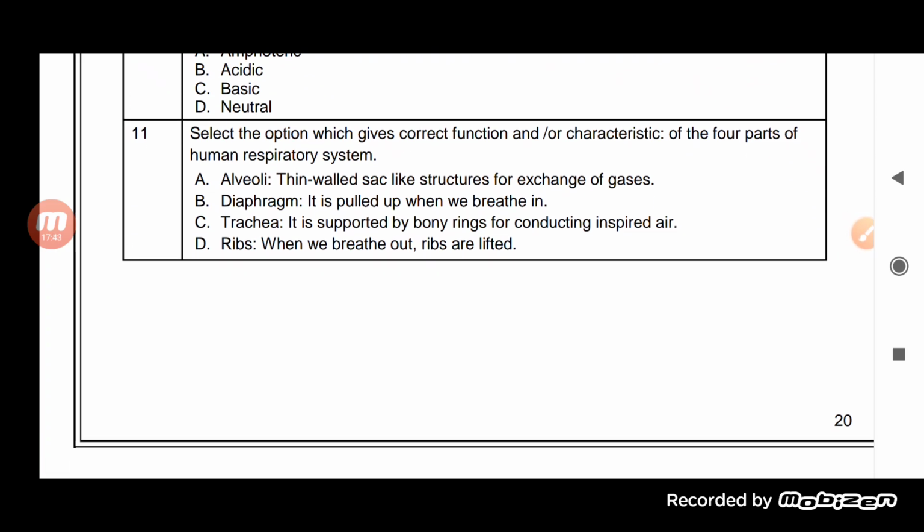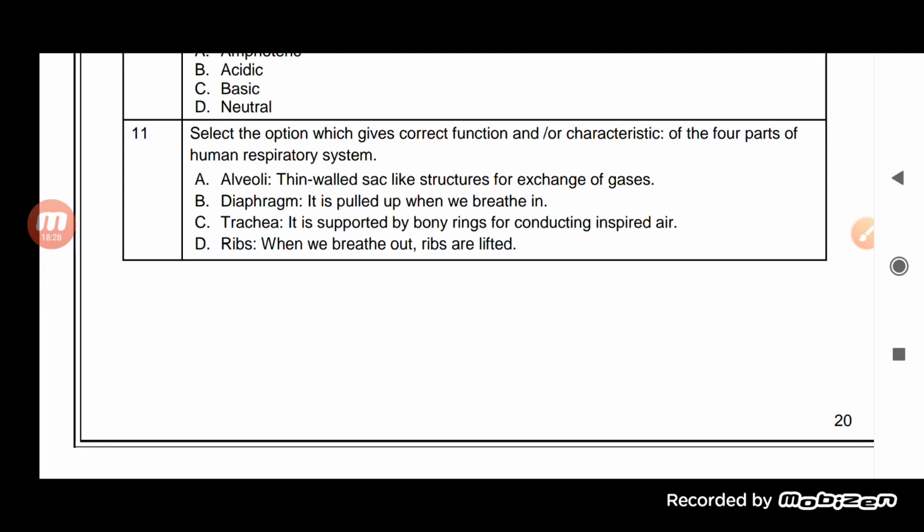Select the option which gives the correct function or characteristic of the four parts of the human respiratory system. First one, alveoli, then diaphragm, then trachea, then ribs. So correct function, alveoli is what? It is the thin wall sac-like structure for exchange of gases. This is the correct option, in which the thin wall sac-like structure, alveoli, is there where the proper exchange of gases can take place.